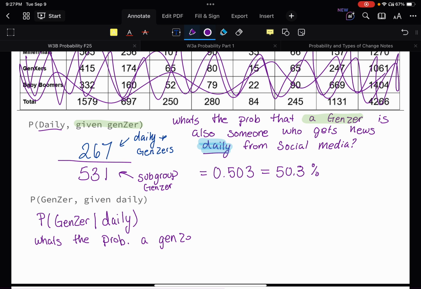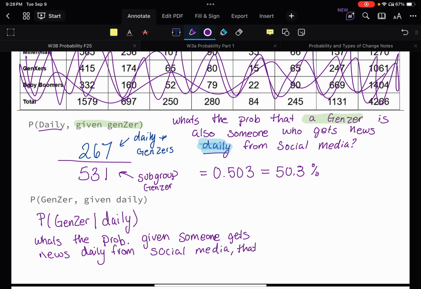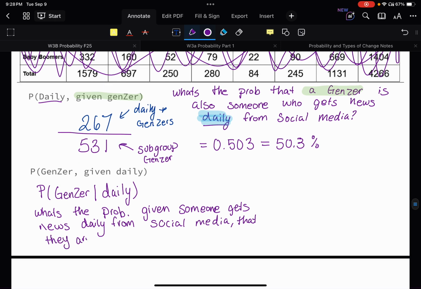a Gen Zer, sorry, what's the probability someone, to word it correctly, I can't do it off the top of my head, sorry, what's the probability someone, I got it, what's the probability given someone watches, or not watches, I want it to be gets news daily from social media, that they are also in Gen Z?